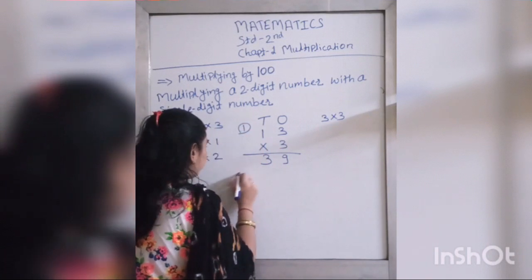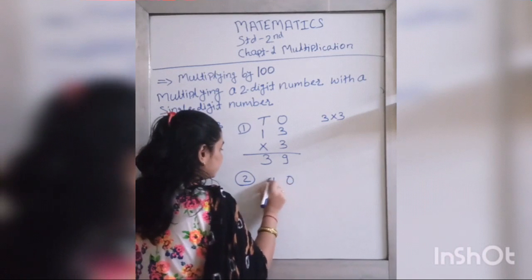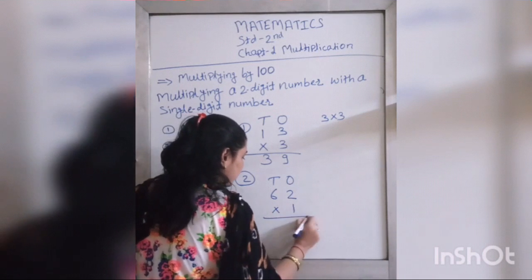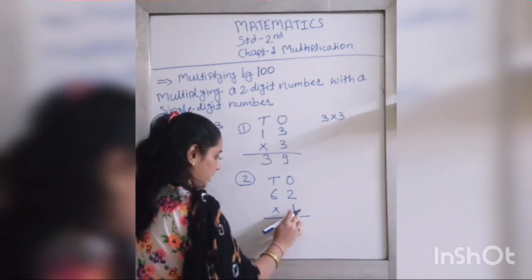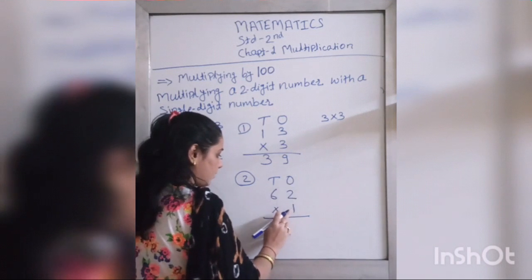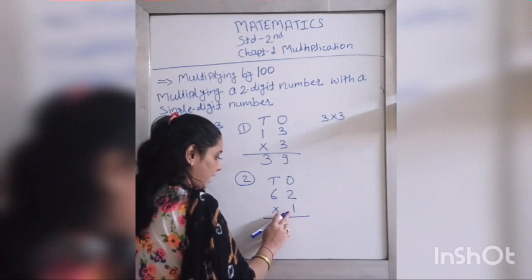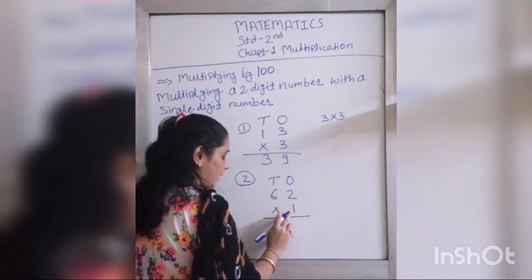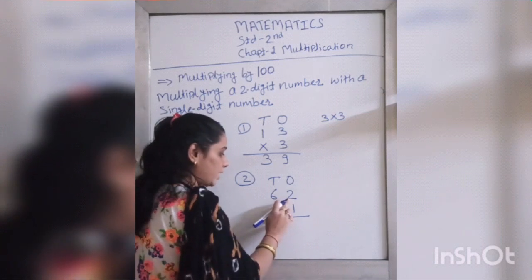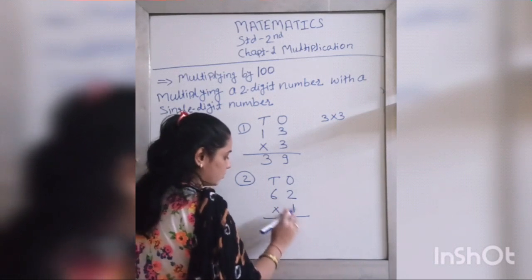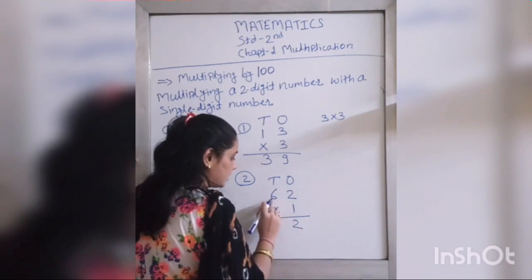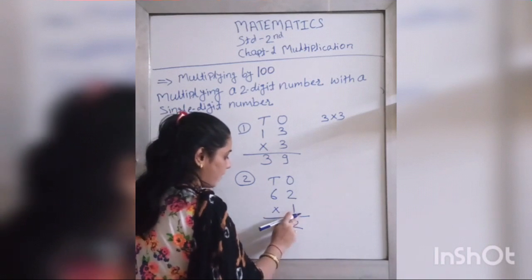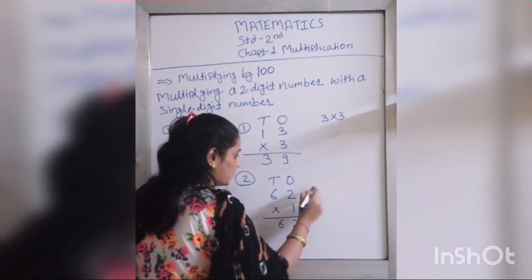We will see the second example. 62. Put the sign of multiplication. Multiply by 1. Start multiplication from the ones place. What is the number by which we are going to multiply? 1. Whenever we multiply 1 with any number, the answer will be the number itself. So 1 twos are 2 and 1 sixes are 6. 62 multiply 1 is equal to 62.